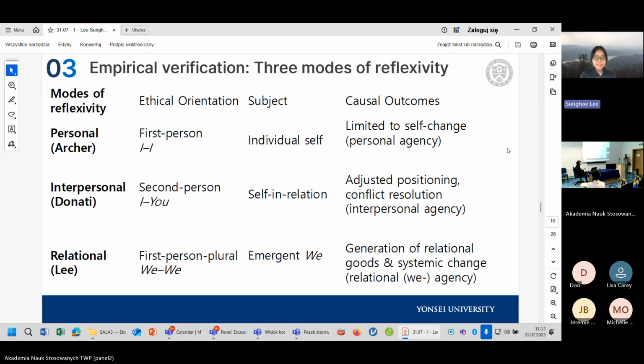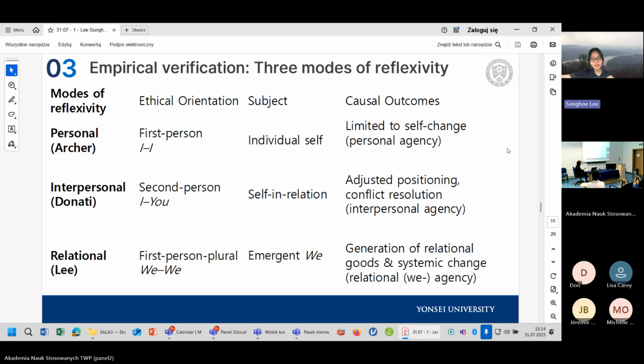This longitudinal design was informed by Donati's theory that it takes a certain time to generate relations. In the empirical study, three reflexivities were articulated. Personal reflexivity, argued by Archer, is the inner I-dialogue, teachers weighing their own personal concerns against context. Interpersonal reflexivity is the I-you adjustment, where a teacher recalibrates position or tone in dyadic interactions.